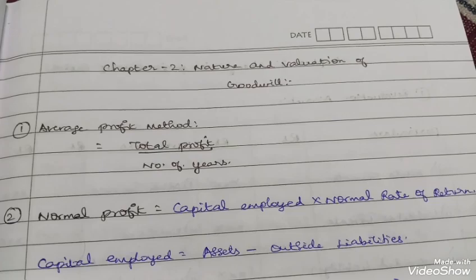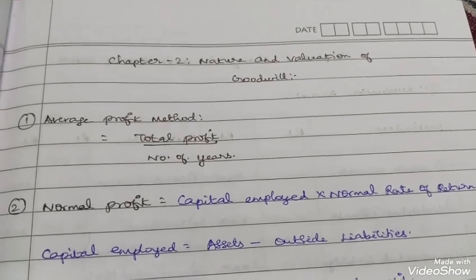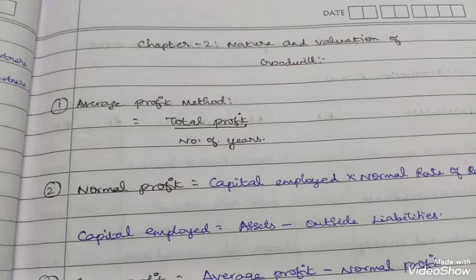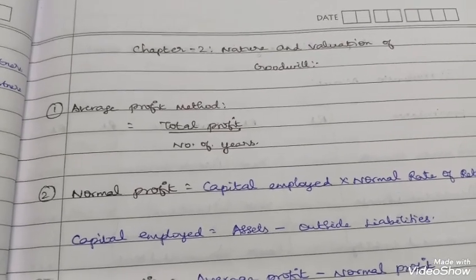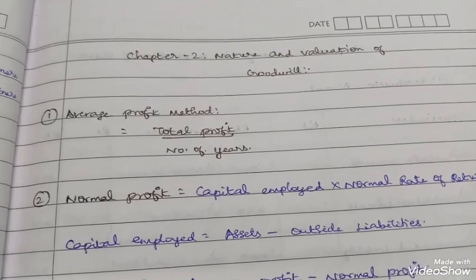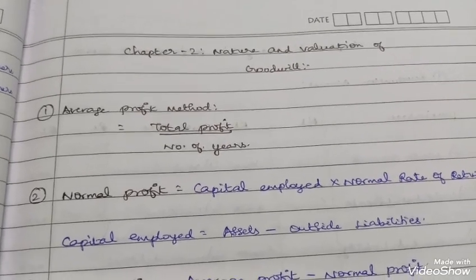That's for the first chapter. Formulas I will be dealing with in chapter 2, nature and valuation of goodwill. In this chapter we have only 6 formulas, which I will be dealing with very shortly. So first is the average profit method. The formula is total profit by number of years.